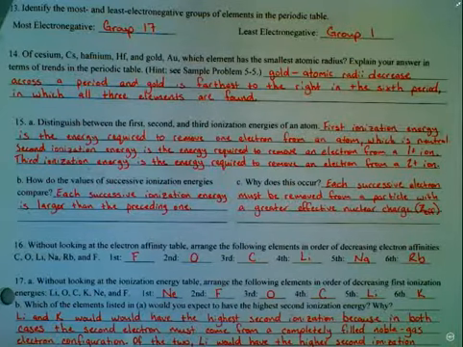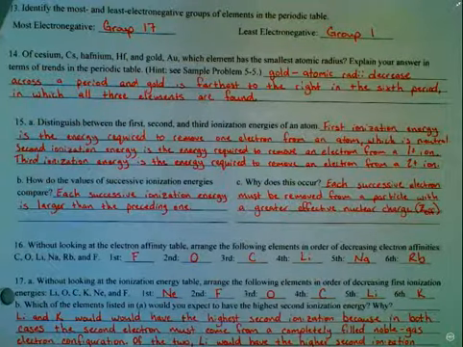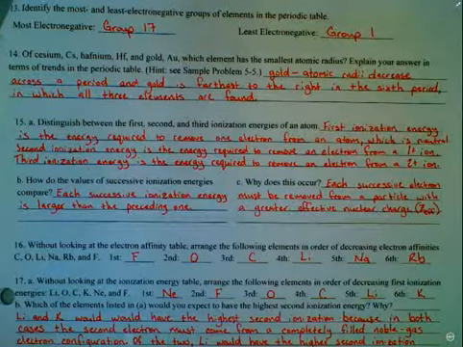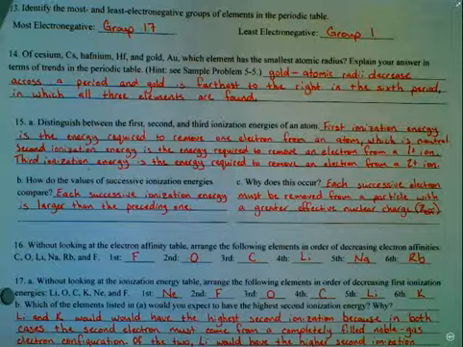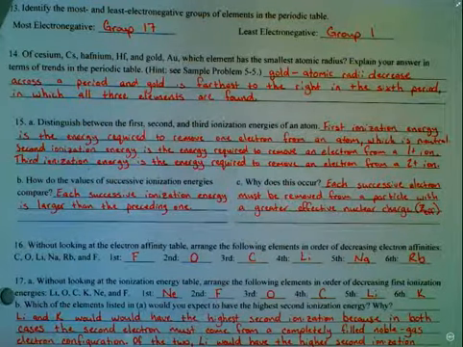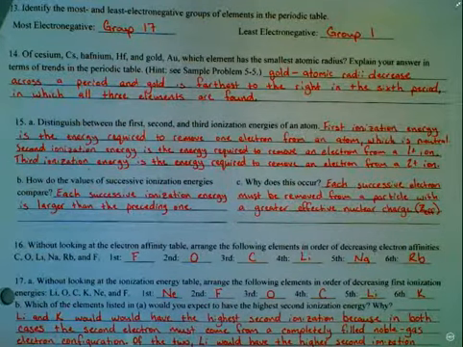Second ionization energy is the energy required to remove an electron from a +1 ion, which means there's already been one electron removed, so we're about to remove the second electron. Second ionization energy, second electron.